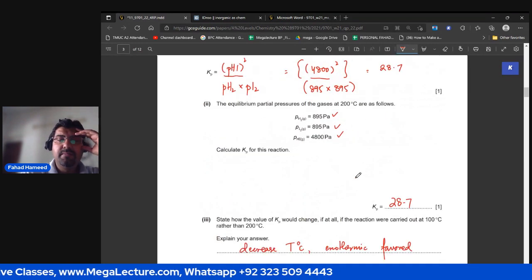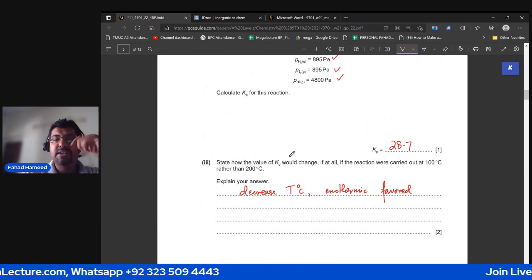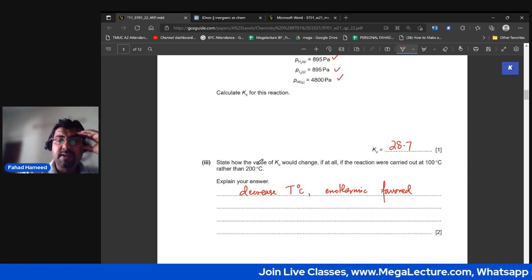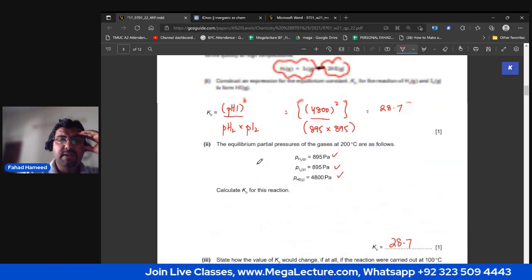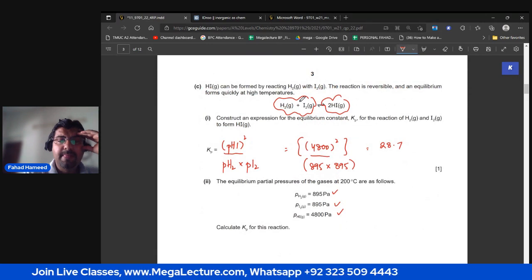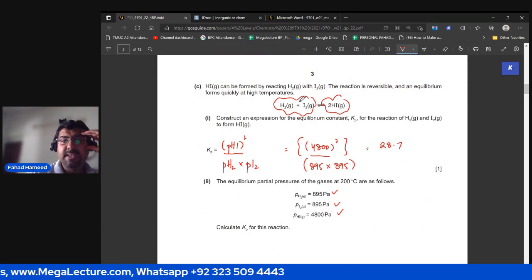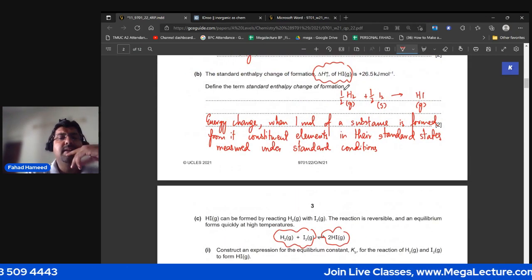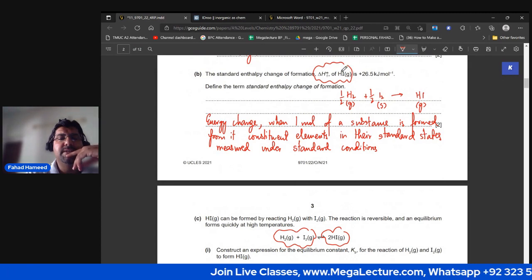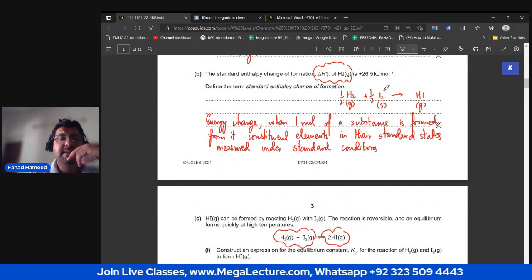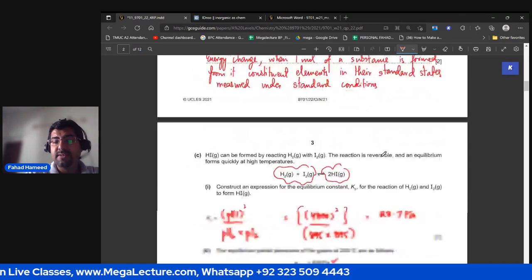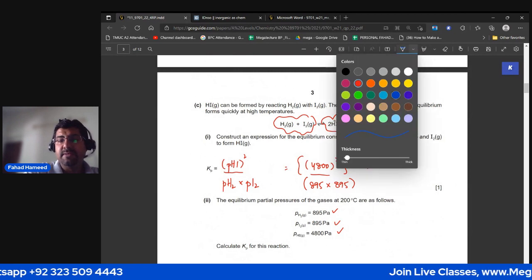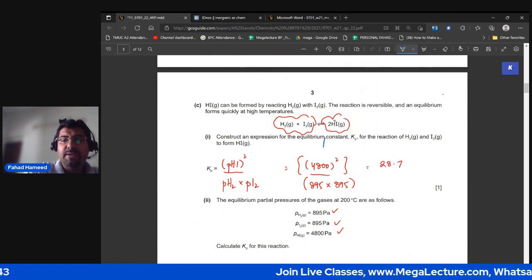So state how the value of Kp would change, if at all, if the reaction was carried out at 100 degrees centigrade rather than 200 degrees centigrade. So what you can do over here is quickly figure out what the enthalpy change is, because we don't know what it is. The enthalpy of formation is given, but I can't really rely on that because in the enthalpy of formation of HI, the iodine has to be in its standard state. It should be a solid, but over here it's not a solid. So I'm just going to quickly figure out the enthalpy change based on the data booklet. You can do that.